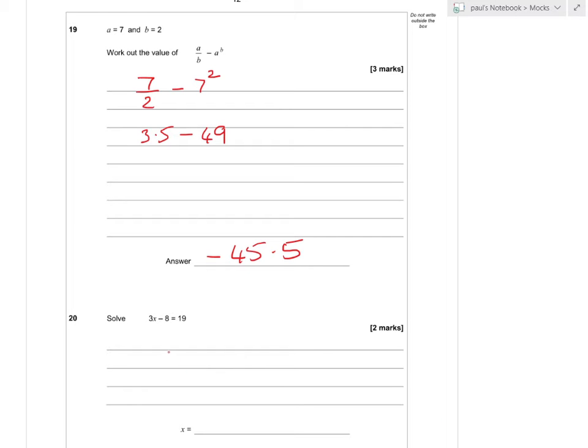So what we're doing here, 3x minus 8, so 3x equals 19 plus 8, which is 27, so 3x equals 27, so x will be 27 divided by 3, which equals 9.